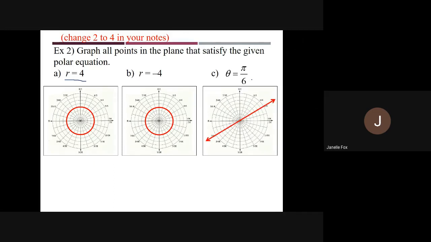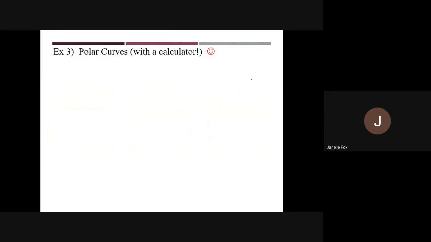Okay, so now let's go ahead and do our polar curves with a calculator. So last lesson, we did lots and lots of them by hand. We practiced them. We put them in our notes. They were gorgeous. And so today we're going to gorgeously graph them on our calculator.